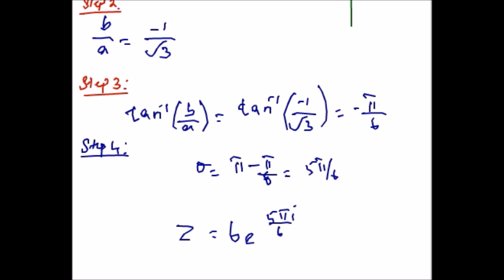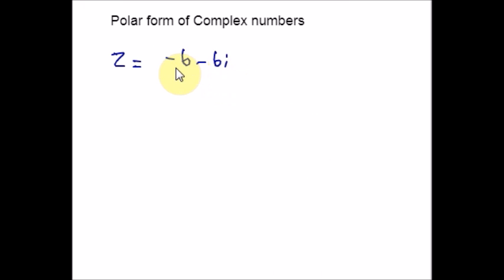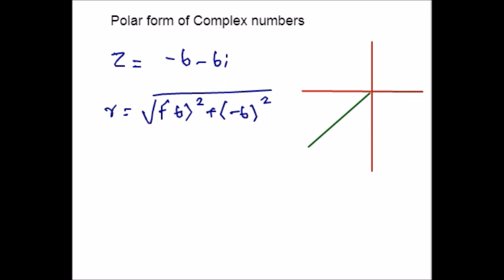Here is the next example. The point is negative 6 and negative 6. Both are negative, so it will lie in the third quadrant on the graph. Okay, we found the quadrant. Now let us find the radius. Radius would be the square root of the square of negative 6 plus the square of negative 6. So this will give me 6 root 2. We found the quadrant and we found the radius.